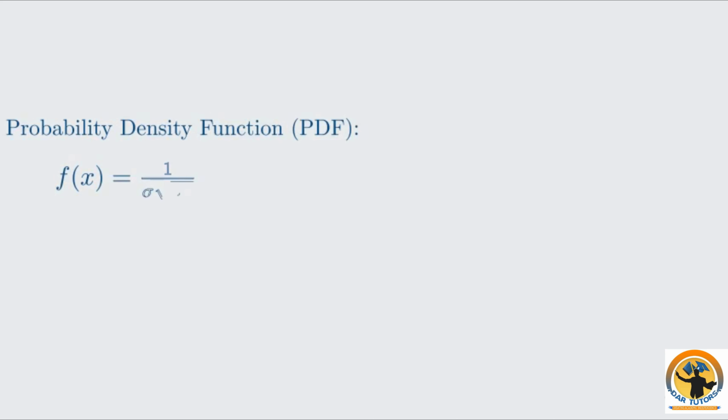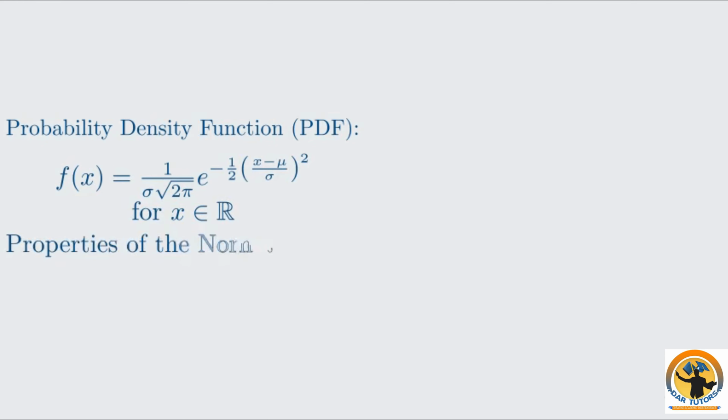Now let's explore the mathematical definition of this curve, its probability density function. You are expected to be familiar with this formula. The function is f of x equals 1 over sigma times the square root of 2 pi, all multiplied by e to the power of negative 1/2 times the quantity x minus mu over sigma, squared. While you won't typically be expected to manually compute values using this formula, you must understand the properties this function implies.